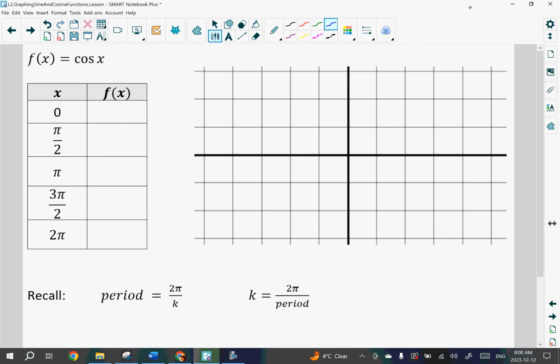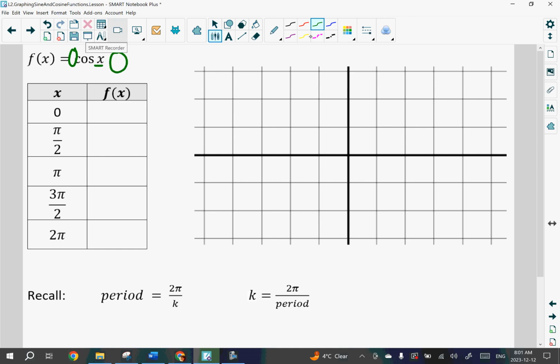So this one shouldn't take as long because I don't have to do as much information explanation. Cos, the amplitude is 1. There is no horizontal stretch, compression, or horizontal translation. In trig, it's called a phase shift, but it's still just horizontally translated left or right, that's it. And there's no vertical translation up or down.